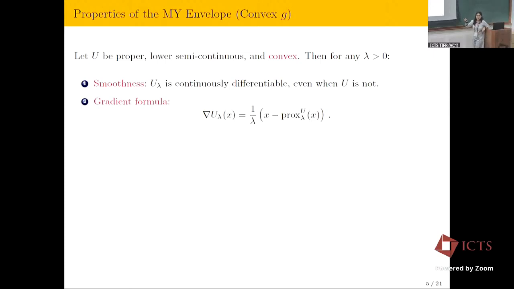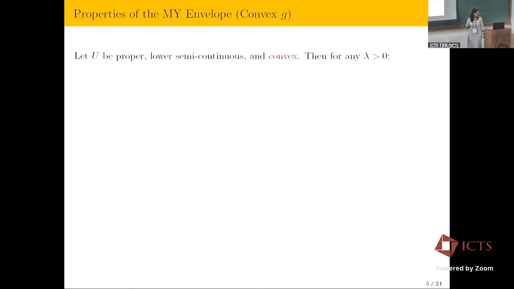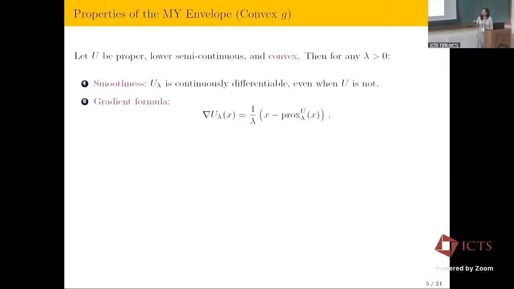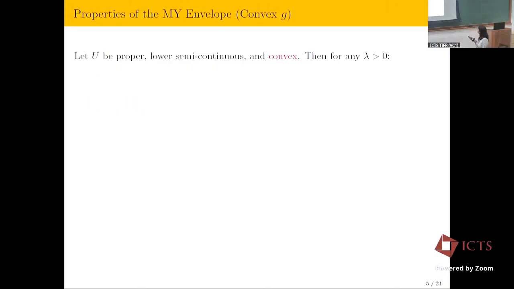Now, I forgot to put this on the slides. I realized the prox is nothing but where the minimization is actually happening. So let me go back. The prox is basically the value of y that minimized this function. That's the proximal mapping. I should have mentioned that. So the grad U lambda x is in this nice form. It's x minus prox.